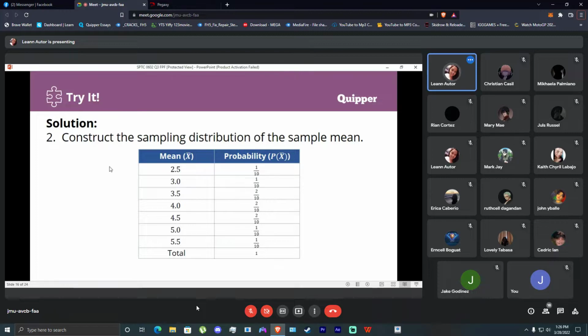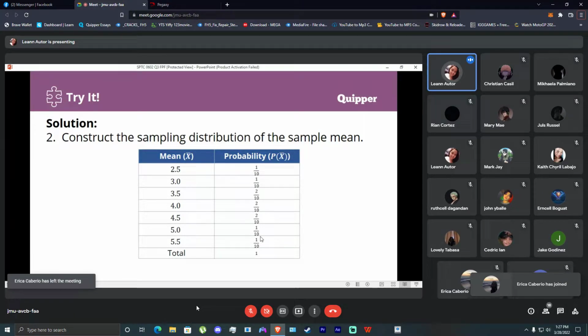The same with the 3, which appears only once. 3.5 appears twice, that's why it is 2 over 10. Also for the 4.5, 2 over 10. And 5 and 5.5 appear only once. So the moment that we add or get the summation of the probability of X bar, or the mean, we are going to get the total of 1.